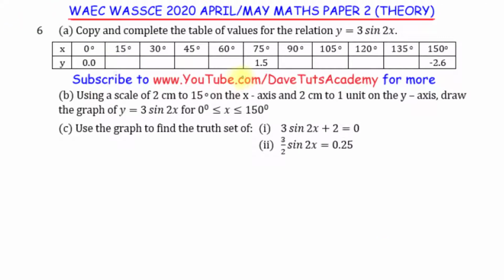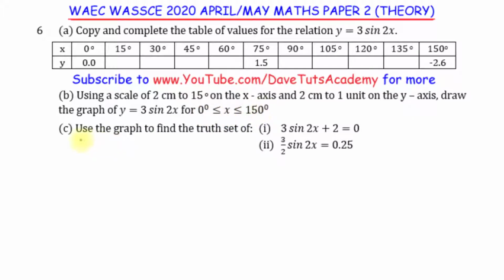So here is a question on a graphical solution to a trigonometric function. We're asked to copy and complete the table of values for the relation y is equal to 3 sine 2x. And here is the table of values. We're told to use a scale of 2 centimeters to 15 degrees on the x-axis and 2 centimeters to 1 unit on the y-axis to draw the graph of y is equal to 3 sine 2x for values of x ranging from 0 to 150 degrees.